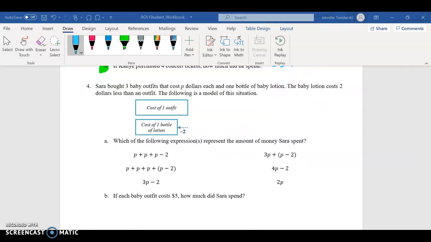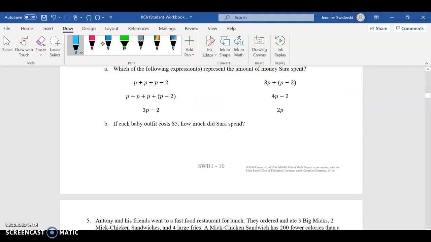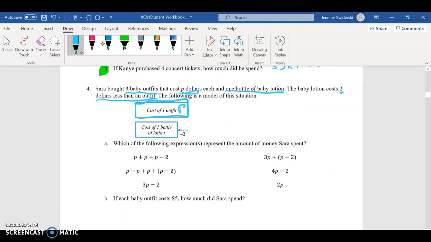All right, guys, number 4 says Sarah bought 3 baby outfits. So that's important. We're going to underline that. That cost $P each and 1 bottle of baby lotion. The baby lotion is $2 less than an outfit. The following is the model of the situation. So the cost of one outfit, this whole thing here, is P. The cost of 1 bottle of lotion is 2 less than the outfit. How can I say 2 less than 1 outfit? Well, less than means subtraction, so it's going to be P, the outfit, minus 2.